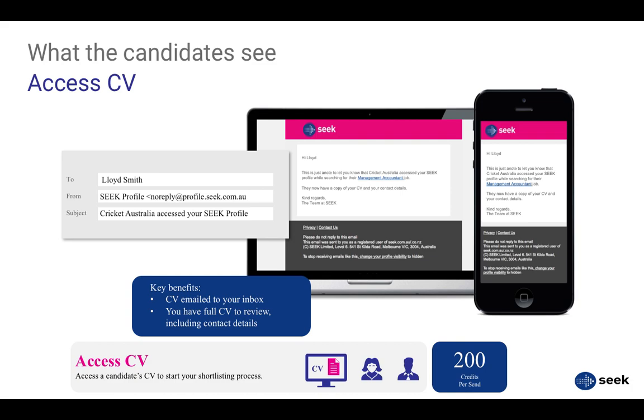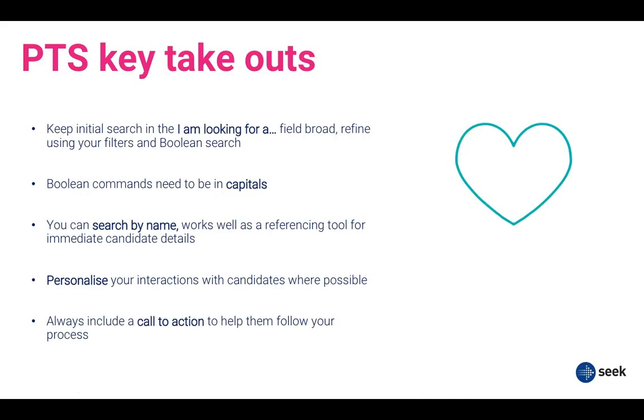So that's it with the Access CV. Close the loop with them. And then at least if you've got another opportunity for them in the future, that's a warm lead because you've already established a little bit of a relationship as well. So accessing a CV will cost you 200 credits per access. And that's about it, all you need to know, I think, for Access CV.